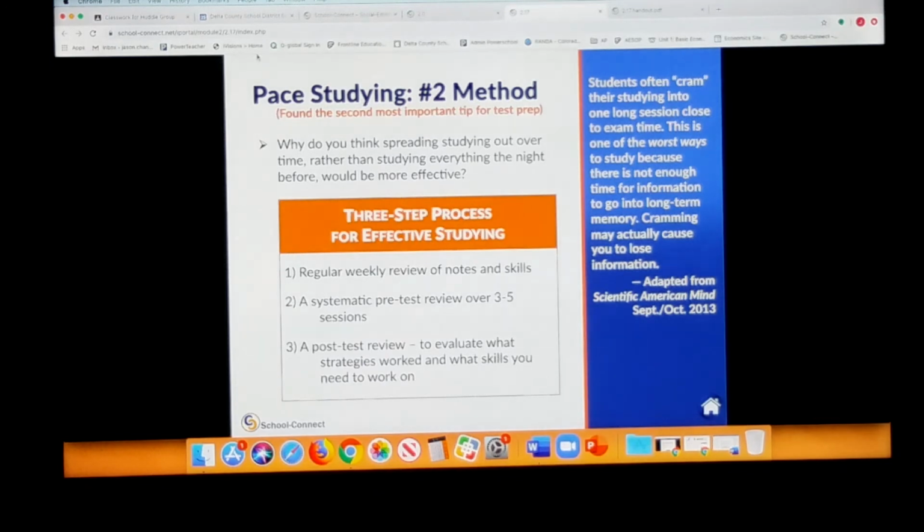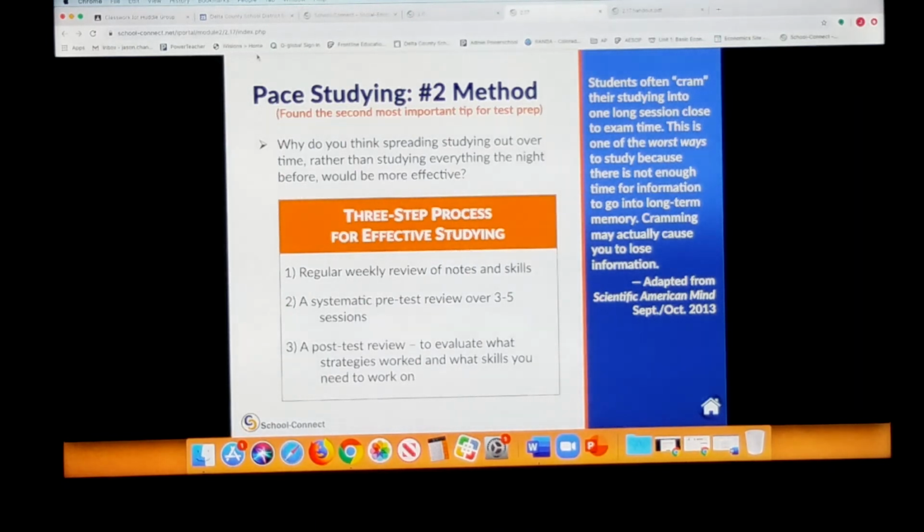So, paced studying is the second method that we're talking about here. Why do you think spreading studying out over time, rather than studying everything the night before, would be more effective? So we're talking about cramming. Students often cram their studying into one long session close to the exam time. This is one of the worst ways to study because there's not enough time for information to go into long-term memory.